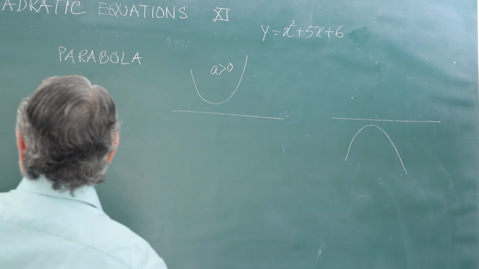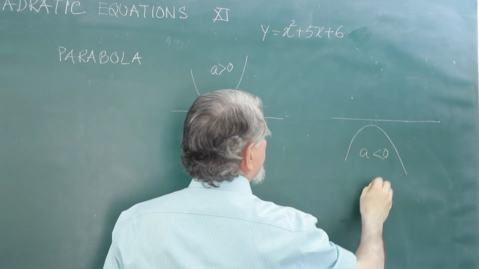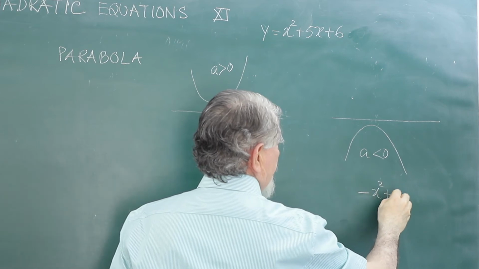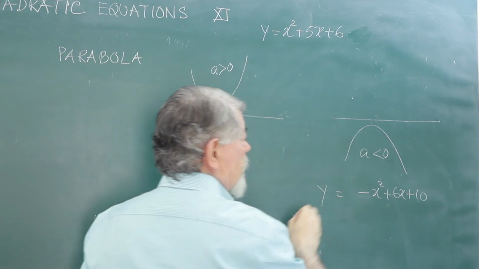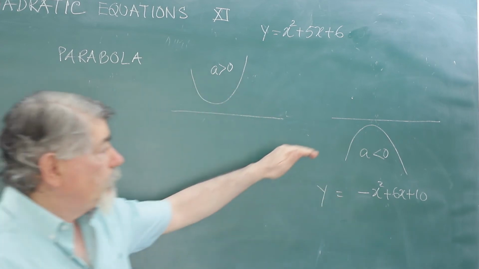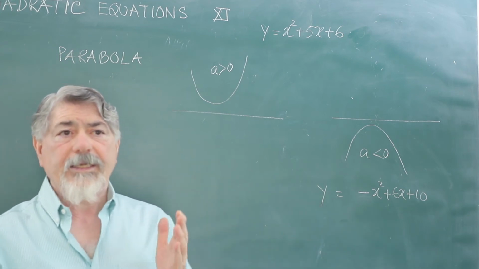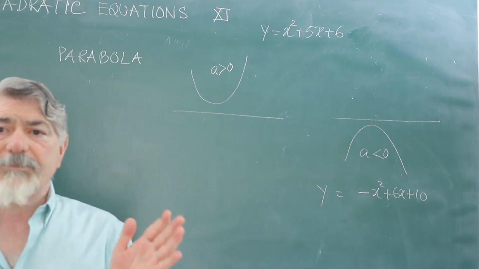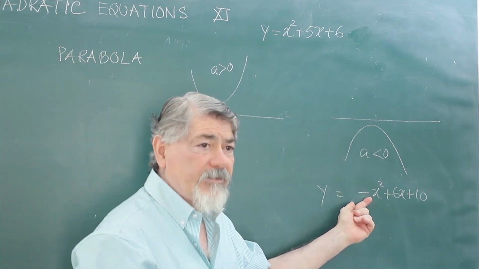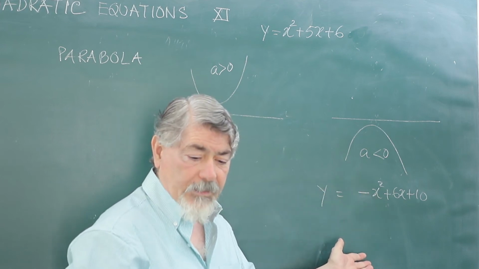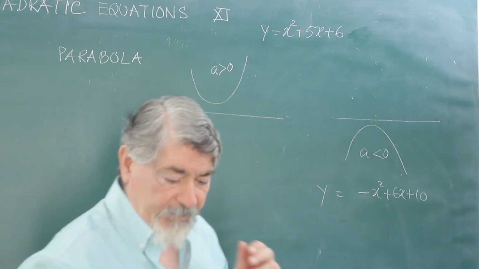But if A is negative, A is less than 0, for example if it becomes minus x square plus 6x plus 10, then this kind of parabola will be opening downward. It depends upon the value of A. If A is positive, then the parabola will always be opening upwards. If A is negative, the parabola will always be opening downward.